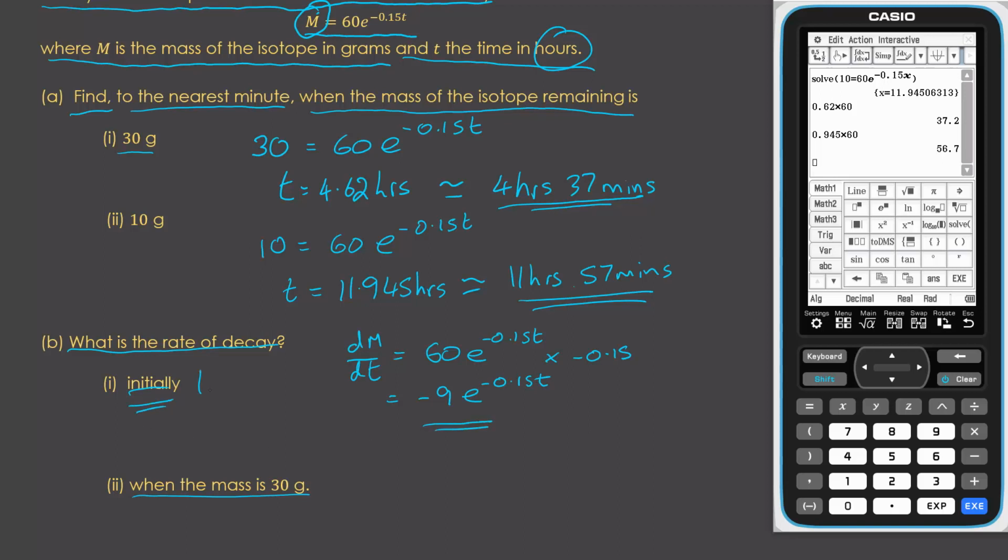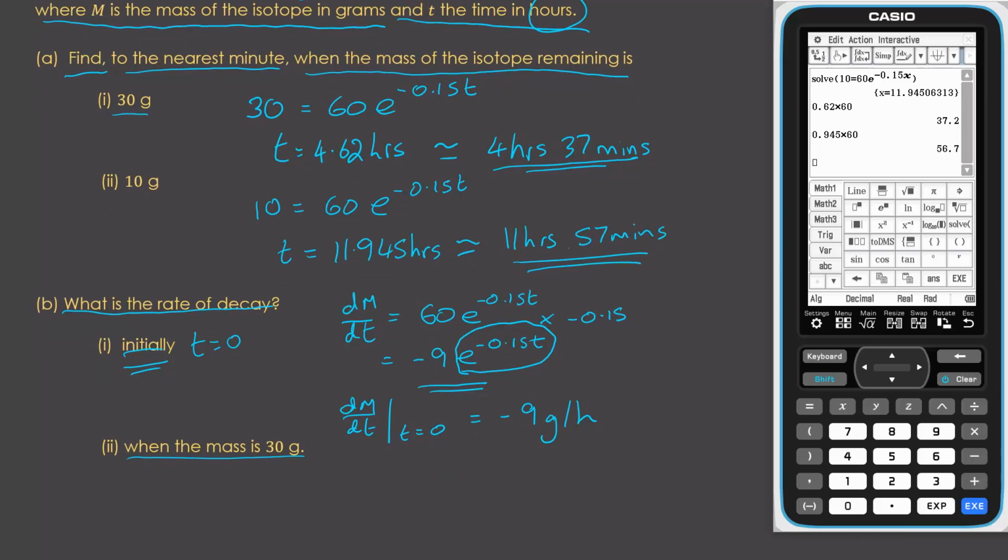Now, initially is when t equals 0. So dm dt, given that t equals 0, is going to be negative 9, since all of this will be 1 if t is equal to 0. And that's negative 9 grams per hour. And then when the mass is 30 grams, so we want dm dt, given that mass is equal to 30.